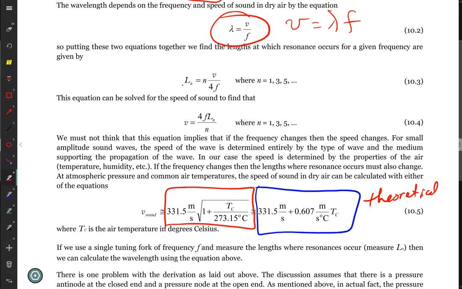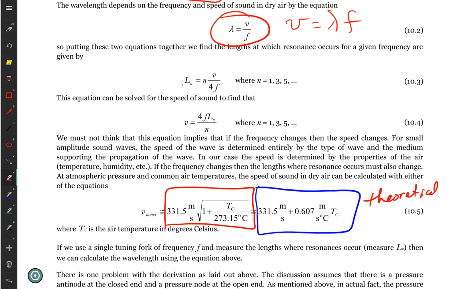So if you have a group of 2, each person in the group will have to choose a tuning fork with a different frequency. You don't want 2 people in the same group to have the same frequency tuning fork. Measure all of the possible lengths where it will resonate, find the end effect and the wavelength, and from that wavelength and the stamped frequency, find the speed of sound and compare to the theoretical.